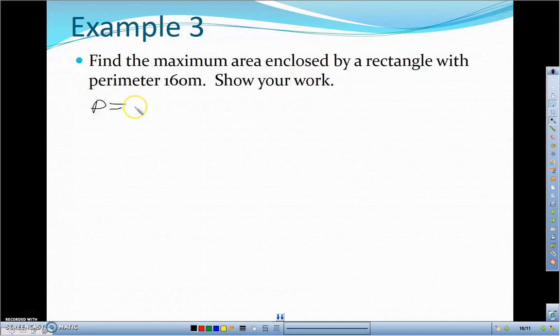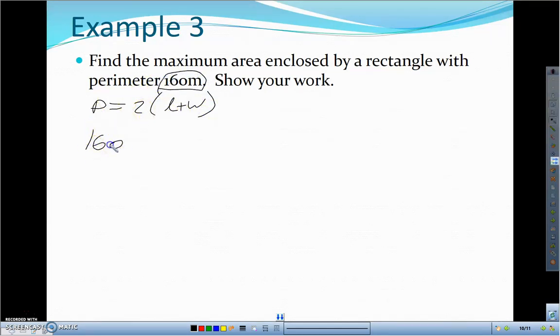Perimeter of a rectangle is equal to 2 times length plus width. And in this case, our perimeter is 160 meters. So 160 is equal to 2 times length plus width. And in this case, we can divide both sides by 2, and so we've got 80 is equal to length plus width.